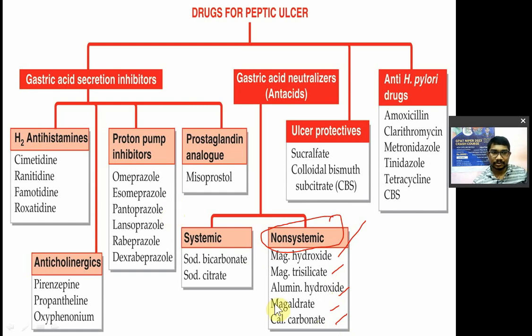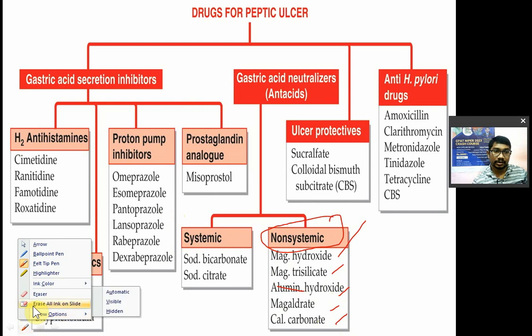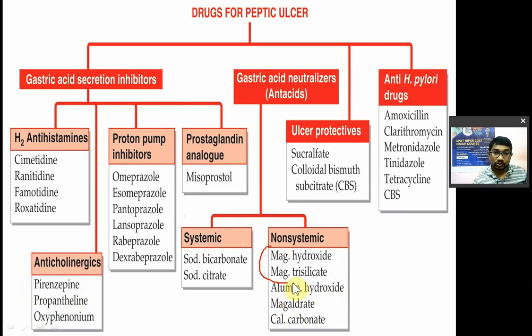Now magnesium hydroxide is known as milk of magnesia. Magnesium trisilicate also has magnesium. Those non-systemic antacids which have magnesium in their formula, these two, will cause diarrhea. So diarrhea is the adverse effect of magnesium hydroxide and magnesium trisilicate. Now aluminum hydroxide will cause constipation. Magnesium ion will cause diarrhea, aluminum ion will cause constipation, that's why they are combined together to counteract the adverse effect of each other.